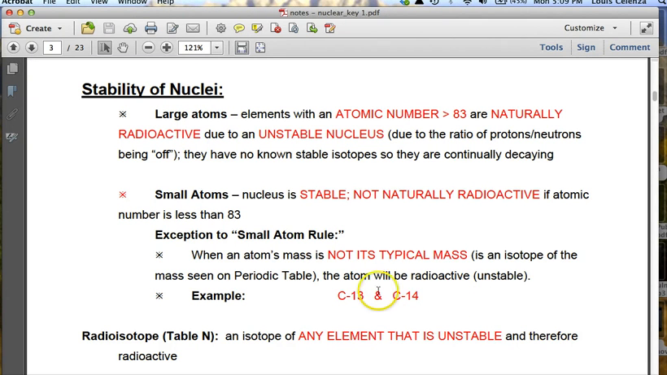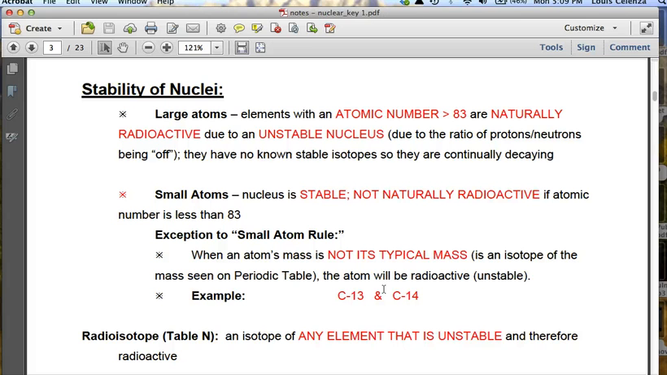Here's a couple of good examples. If you look at your periodic table, the mass on the periodic table for carbon is 12. But there are two isotopes of carbon which are slightly heavier. Carbon with a mass of 13, carbon with a mass of 14. These both happen to be radioactive. These are not the masses on the periodic table. That's one way of telling if an atom is going to be radioactive or not.